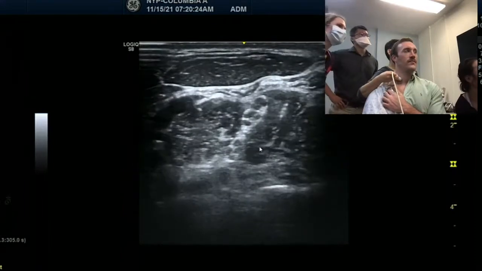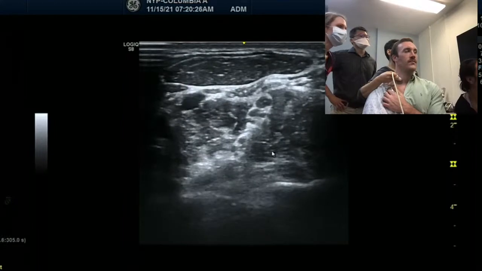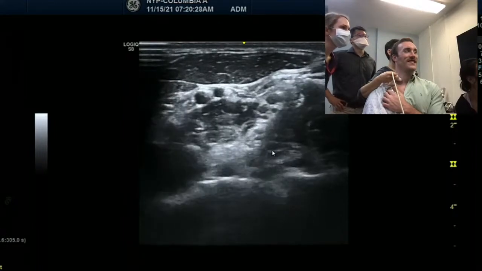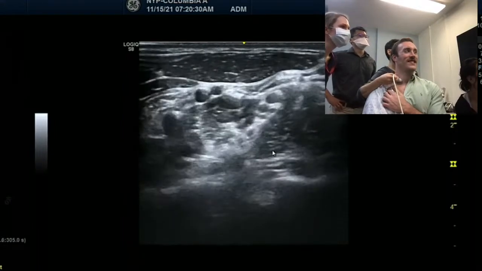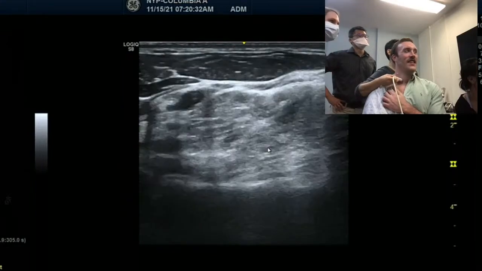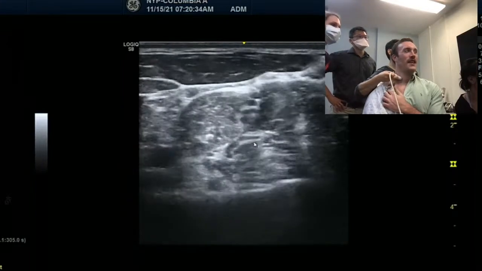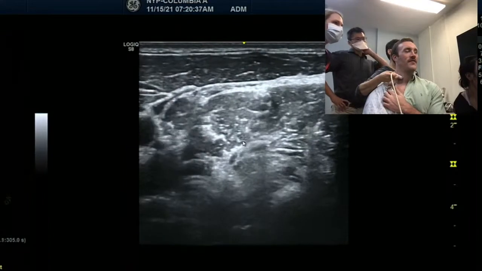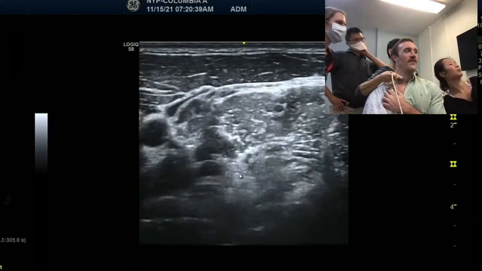Okay. Wow. So C5, 6, 7. Now we have to find our tubercle. And I cannot do it from here. I think this is hard. So this is the C7 going down over there where the error is.